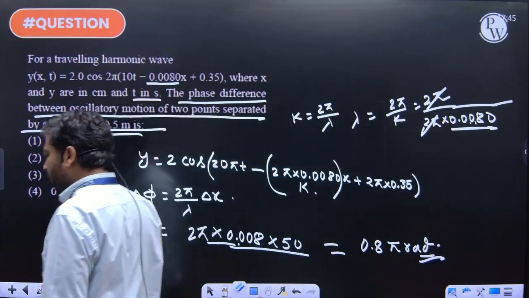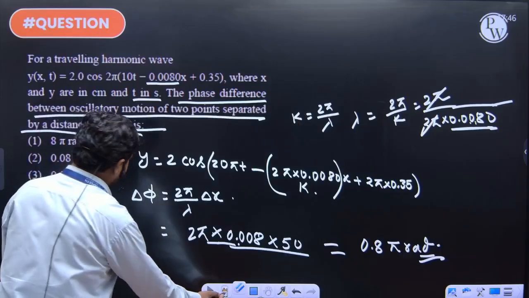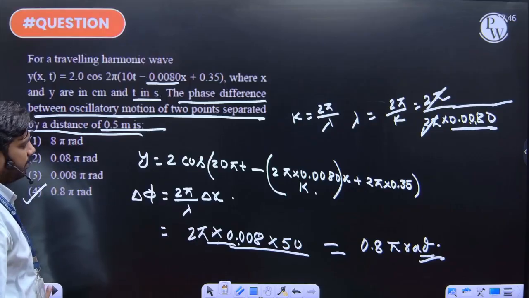So now you will get 0.58 pi radian. So which one is the correct option? Option number 4 is the correct option. Next.